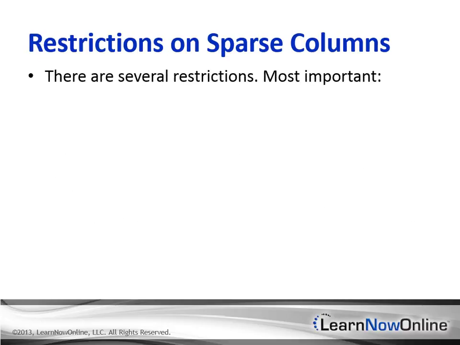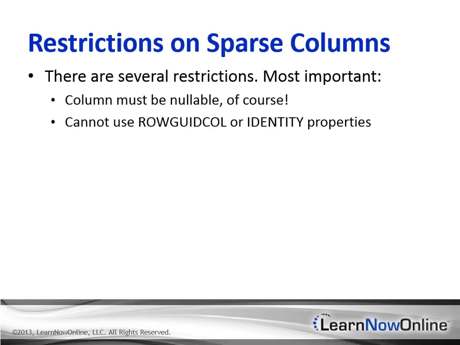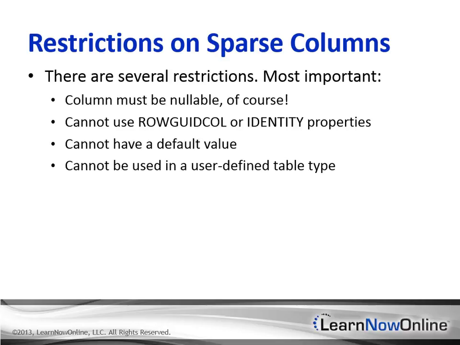SQL Server has a number of restrictions on the use of sparse columns. There's a few that are probably the most important. One is that a sparse column must be nullable. Well, of course. It makes no sense to make a non-null column sparse because it can never include null data. Okay, so that's kind of a given. You can't use row GUID col or identity properties on the column. The column cannot have a default value. And you can't use a sparse column in a user-defined table type.